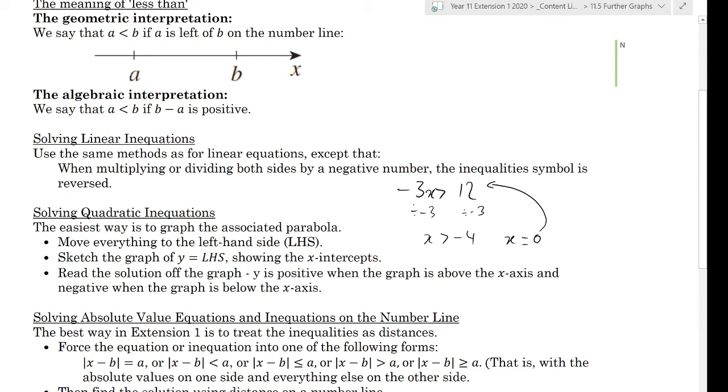So whenever we multiply or divide by a negative, we have to swap the way that the sign is facing. So if negative 3x is greater than 12, then x is less than negative 4. Then you can try negative 5 or negative 10. Put negative 10 in there: negative 3 times negative 10 is 30, and 30 is greater than 12. So that's just the property of dividing and multiplying by negatives.